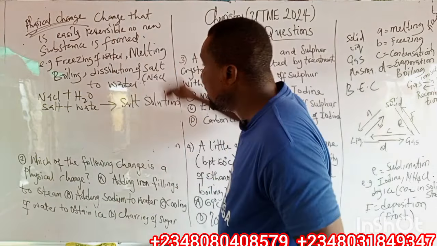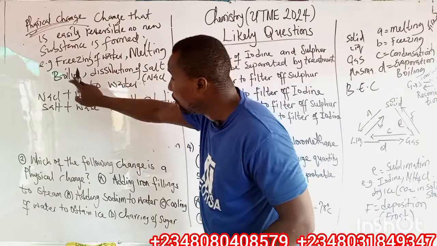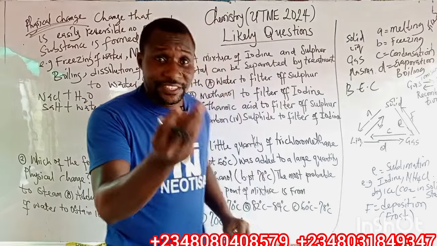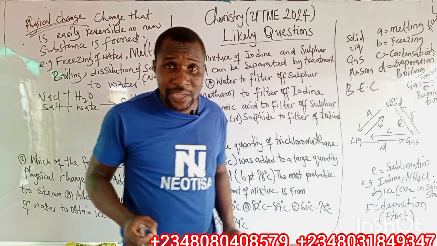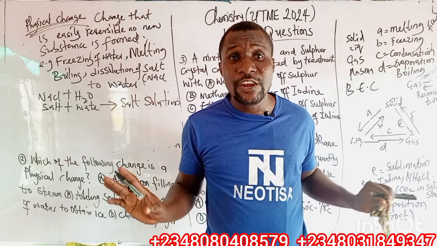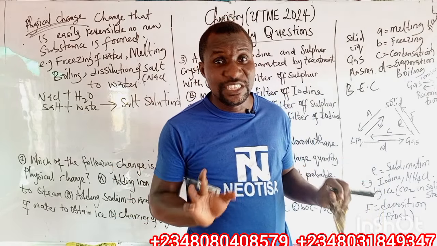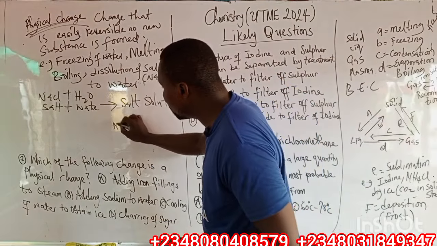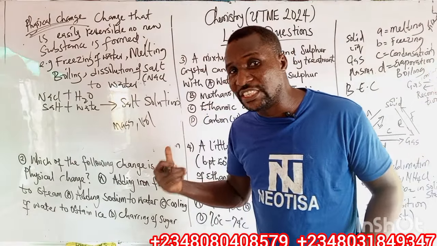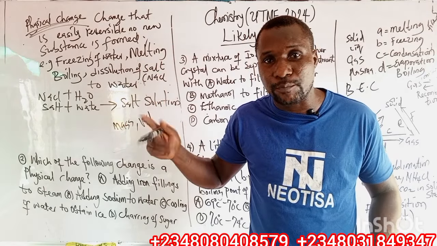And take note, freezing point, melting point, and boiling point are intrinsic properties. They don't depend on any other property. Mass and volume, for example, are extrinsic properties. There's a video on intrinsic and extrinsic properties of matter where we explain it better.